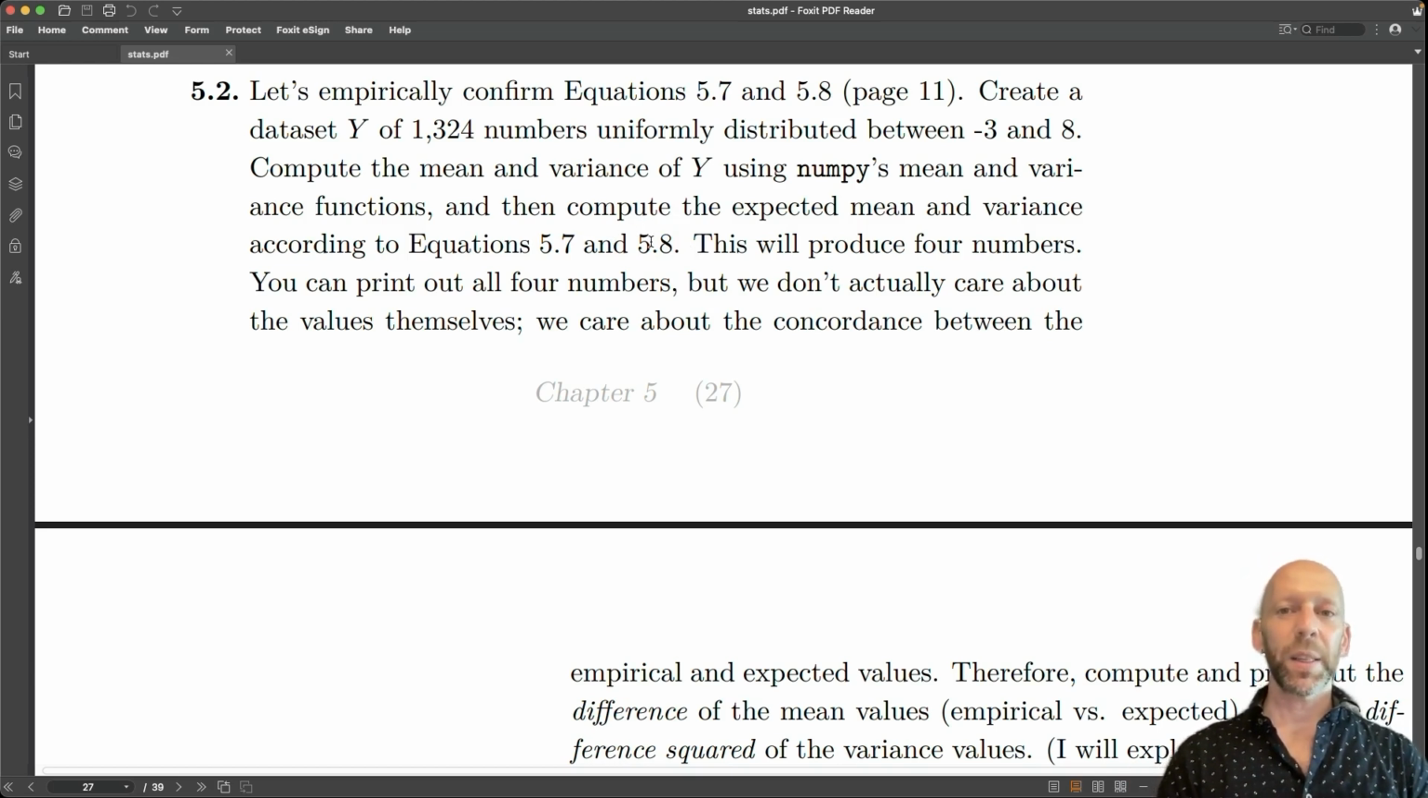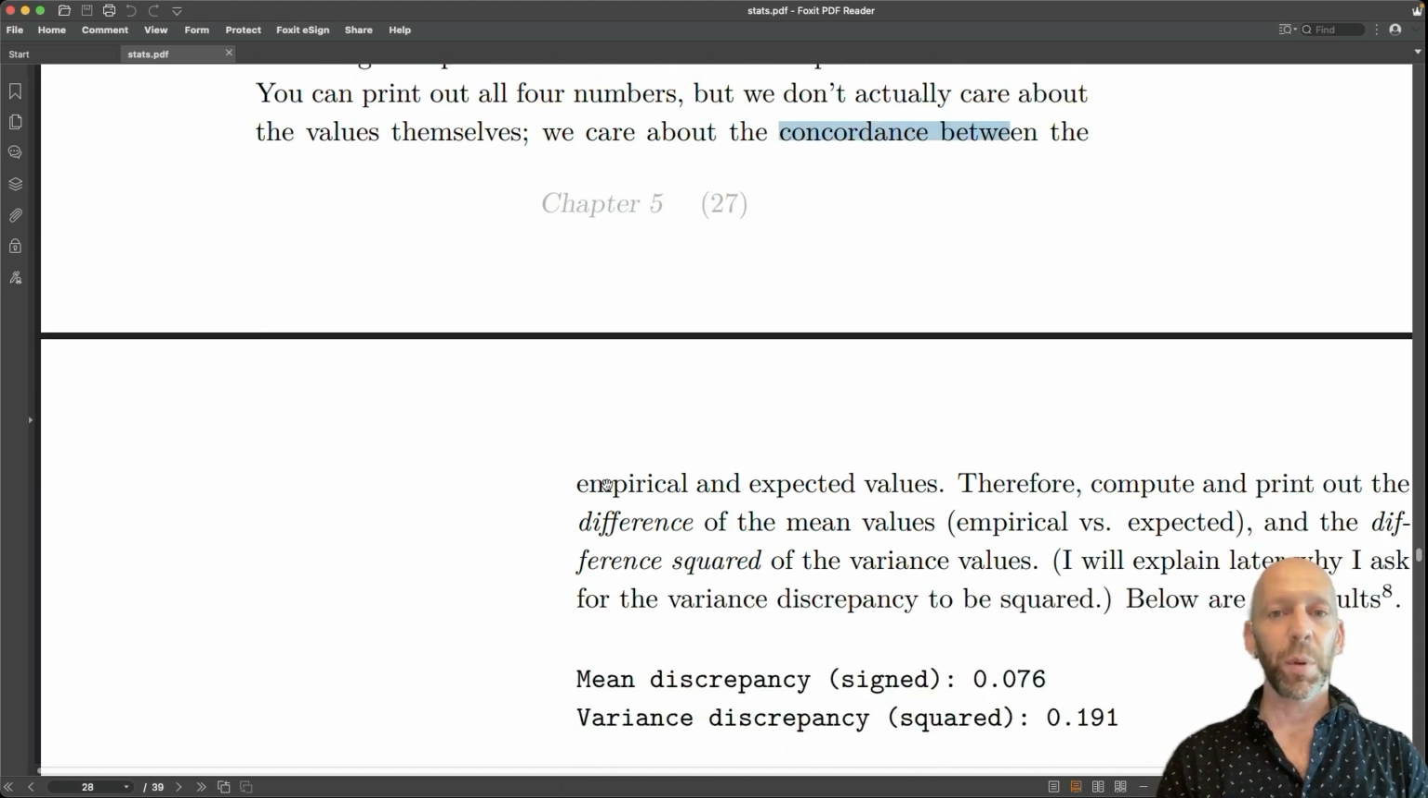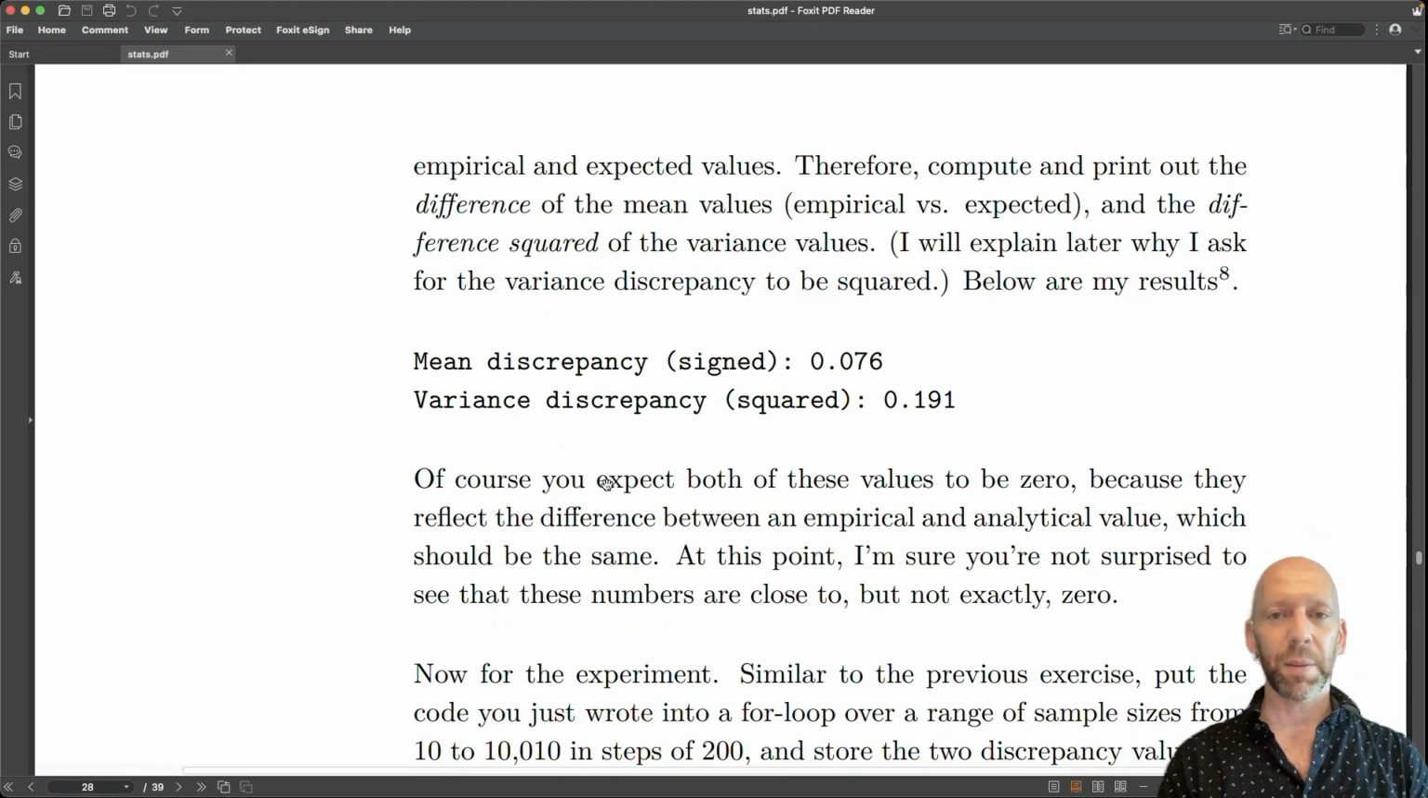So that's going to give you four numbers. So you have the empirical mean and variance and the expected mean and variance. Now, we don't actually care about those four numbers per se. We care about how close they are to each other. So the concordance between those two sets of numbers.